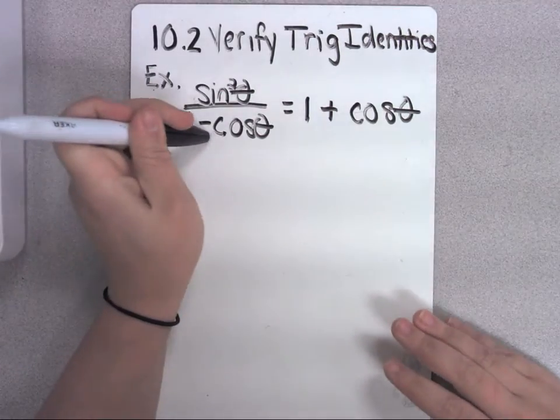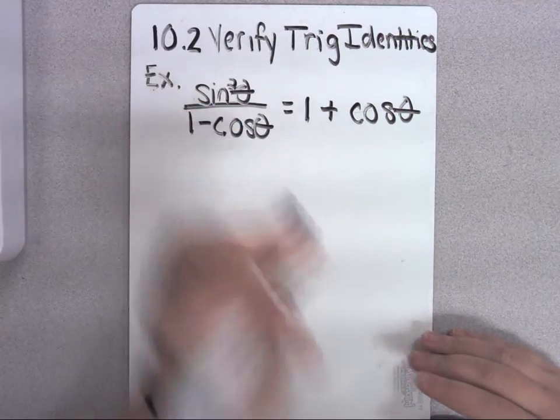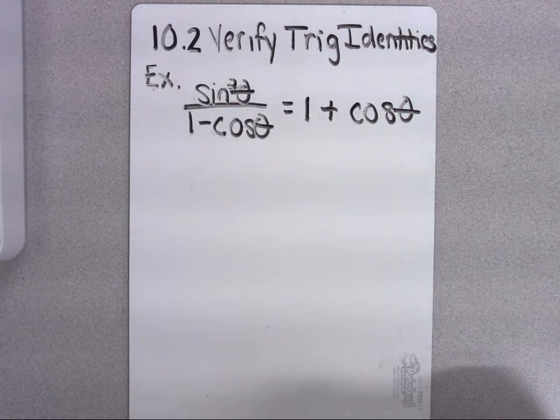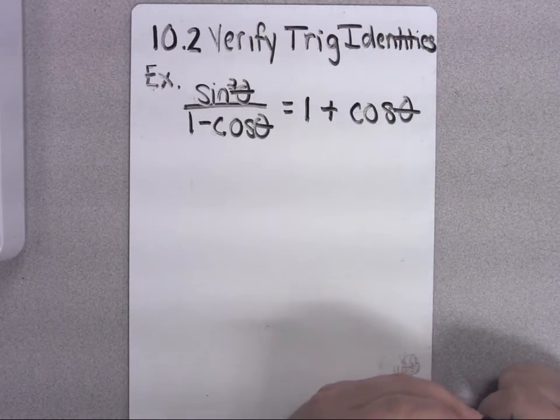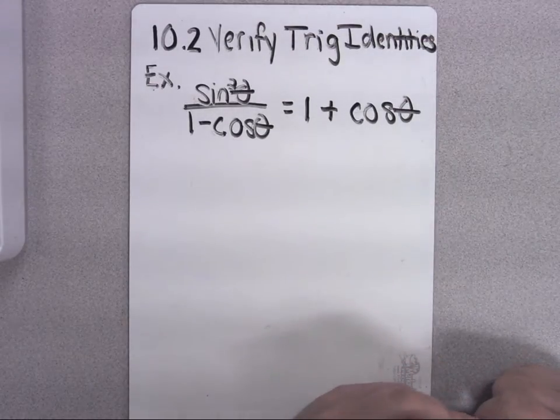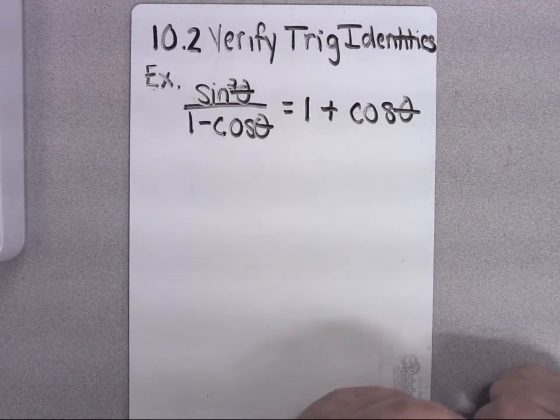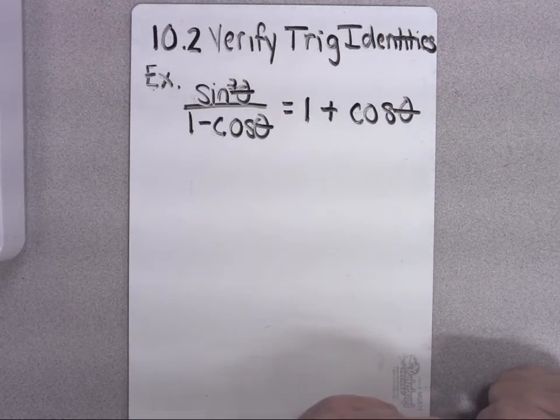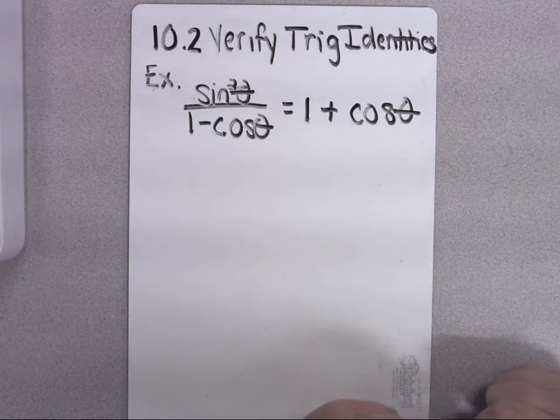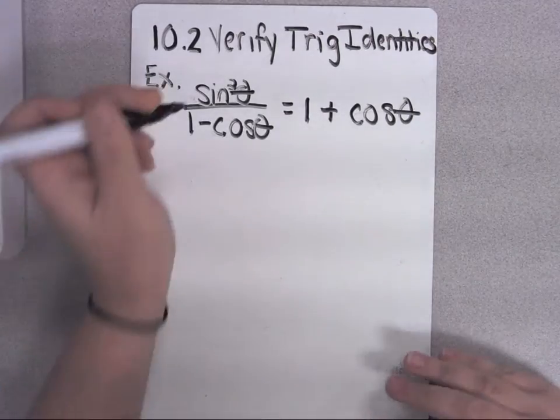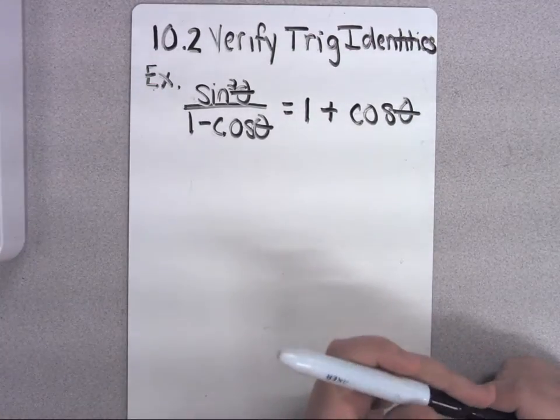Now, 1 minus cosine. Because that cosine's not squared, can we replace that with anything? No, because the cosine is not squared. If it was squared, sure, because then it would be that Pythagorean identity. But since it's not squared, there's nothing you can replace that with. So you go, how do I get rid of a denominator? Yes, multiplication.